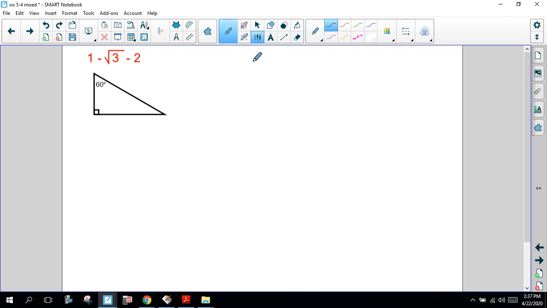Alrighty, guys, we're going to take a look at the 30-60 right triangle. The ratio of the sides is 1 to radical 3 to 2. The 1 is the side opposite the smallest angle, the 30-degree angle. The radical 3 is opposite the 60. And then the largest side of your triangle, the hypotenuse, is 2.